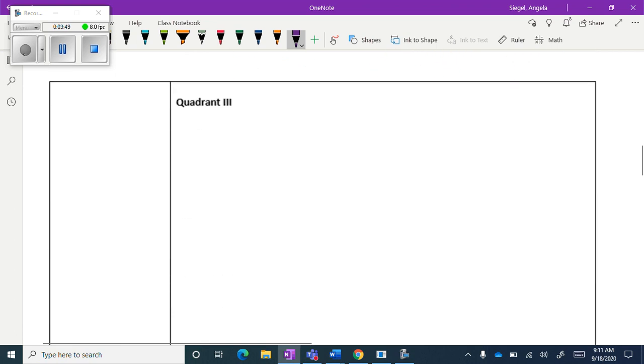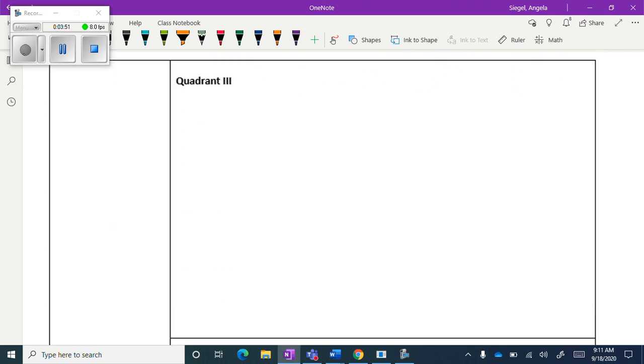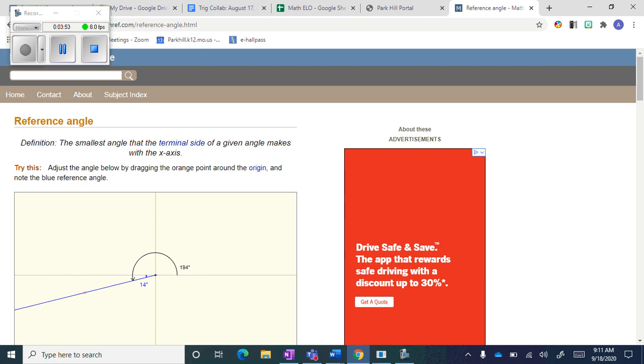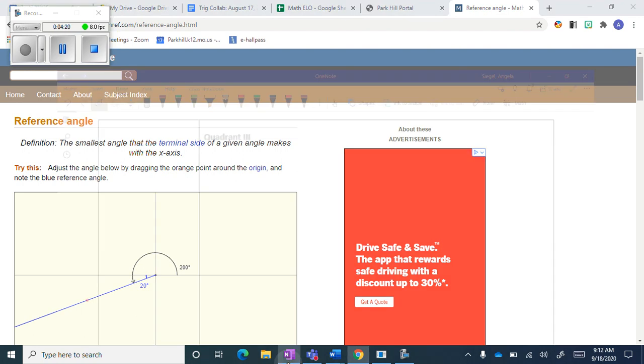Okay, so let's go down to quadrant 3, and I want you to think about the same thing. Let's make this a nice number. I have a 200-degree angle and a 20-degree reference angle. So think about what that could be. Okay, so could we say theta minus 180? Let's do this. 200 minus 180 is going to give us 20. So that's what we want.